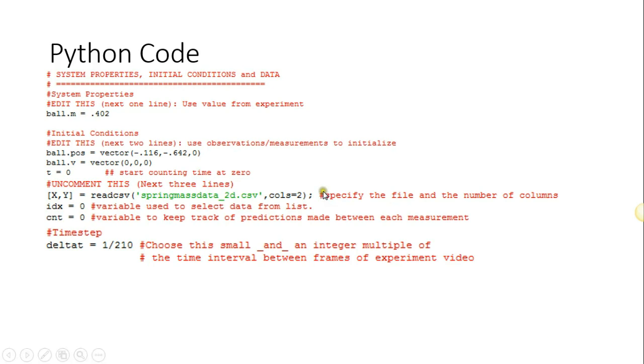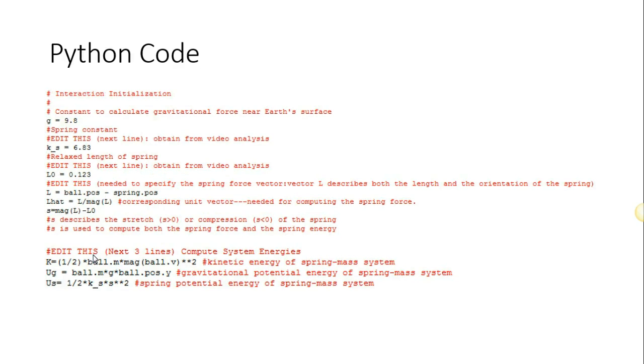Now for the changes in my Python code, I set the ball mass equal to 0.402 kilograms, the ball position equal to the initial position that I obtained from Tracker, velocity equal to 0, and time equals 0. Then I read the x and y components from the CSV file I saved from Tracker and set delta t equal to 1 over 210 seconds. I set the gravitational constant at 9.8 meters per second squared, and the k value for the spring at 6.83 newtons per meter. The initial length that the spring is stretched from its relaxed position is 0.123 meters.